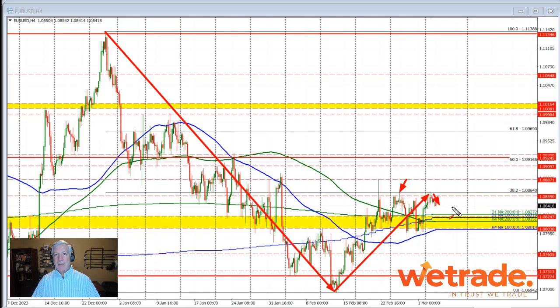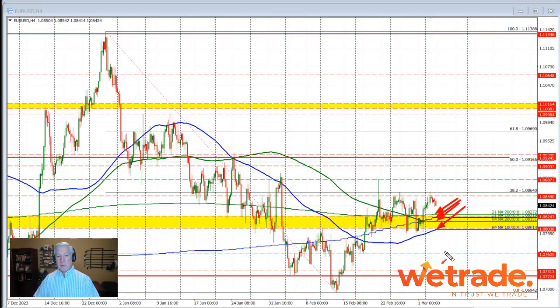Now, having said that, the good news for the buyers is that the price is above these moving averages. This green line represents the 200-day moving average. That's a key moving average. This blue line represents the 100-day moving average. That's a key moving average. And this other green line represents a 200-bar moving average on the 4-hour chart. And that's another key area, as is the 100-bar moving average. So in between 1.0801 and 1.0827, there's this cluster of moving averages.